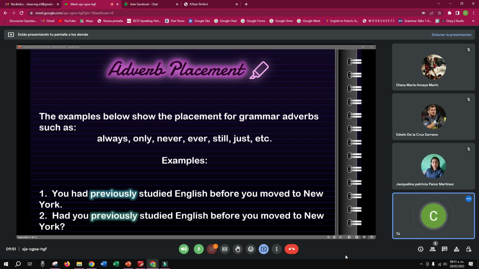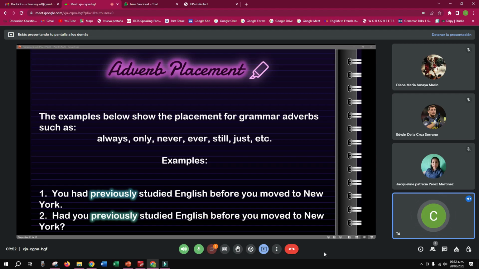It's a little bit complex, right? Yes, Diana? For example, if you mention "you had studied" in Spanish, that means, for example, "tú habías estudiado," right? Yes. That would be like the meaning in Spanish.